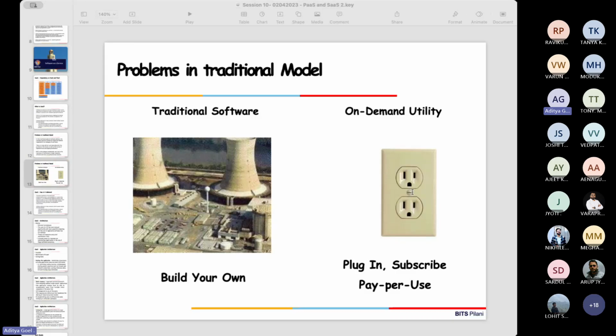This picture kind of depicts that. So what are traditional software tools? For example, this is a nuclear plant. In case you want your energy, you build the whole setup on your own. This is synonymous with the scenario in the traditional world. Whereas on the right-hand side of the screen, you have the on-demand utility. I don't require setting up everything on my own. I just want to use electricity as such. So I have these plugs which I use to plug in, subscribe and pay for what I use.